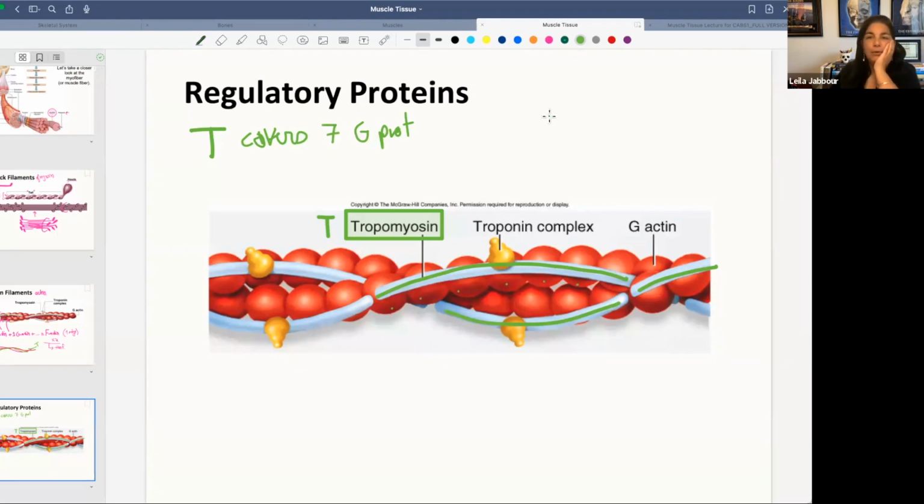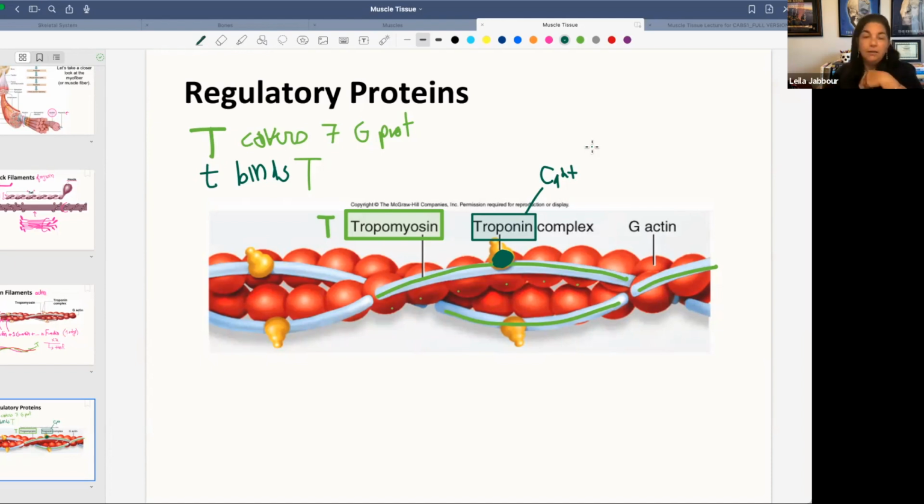And then we have a smaller molecule called troponin. Troponin binds tropomyosin. Here's troponin. Troponin is right here. And what troponin is, is a calcium binding protein. Very, very important. Troponin is the calcium binding protein, and learn that. It's not tropomyosin, it's troponin. Troponin is the calcium binding protein.